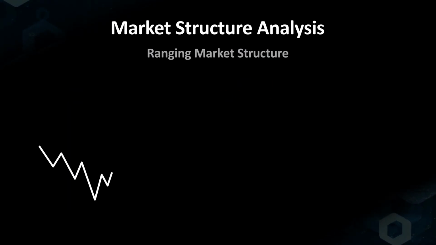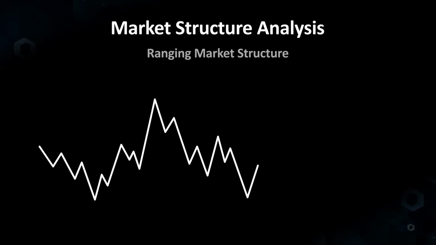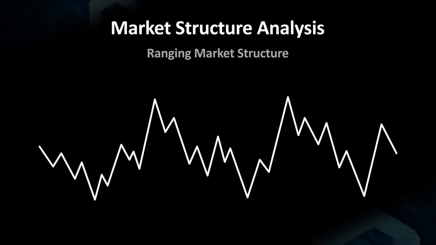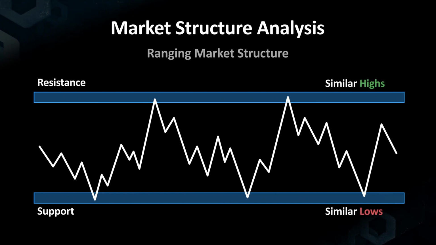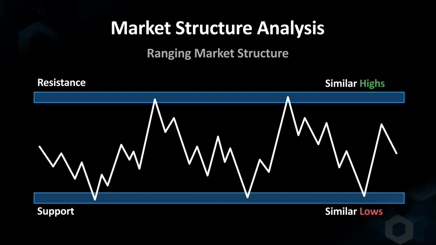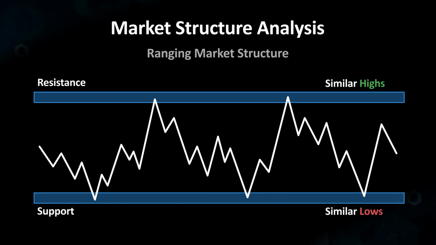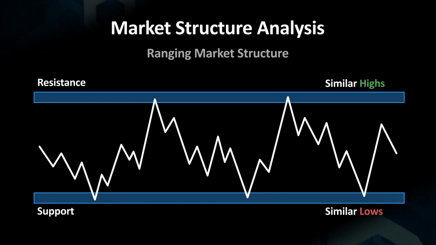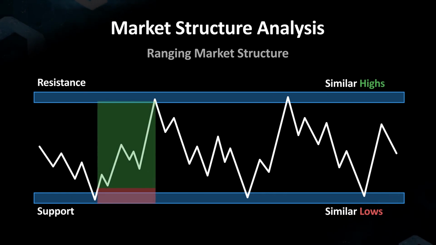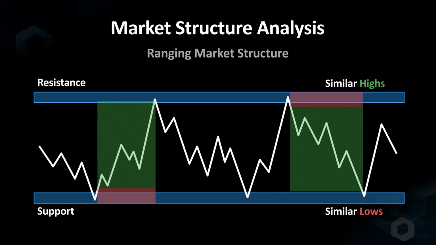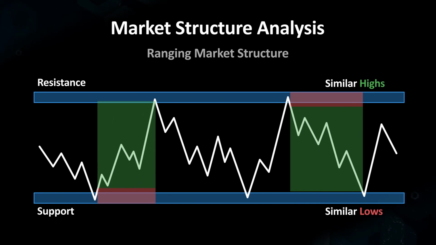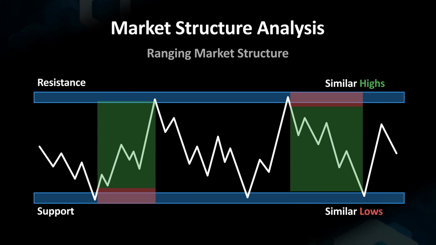Lastly, we have the ranging market structure. During periods of consolidation or indecision, the price moves within a defined range, forming a series of similar highs and lows without a clear trend in either direction. Identifying ranging market structure is important for range trading strategies, where we can take advantage of buying near support and selling near resistance levels. Traders often use range-bound indicators or oscillators to navigate these market conditions.